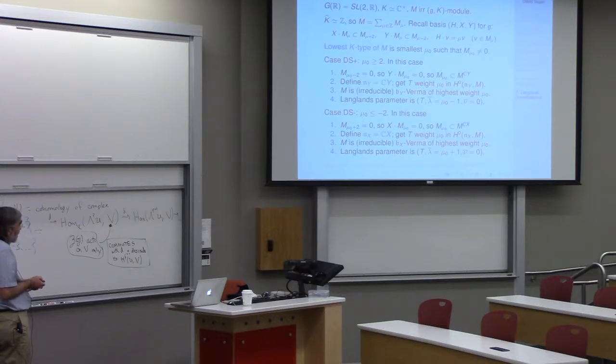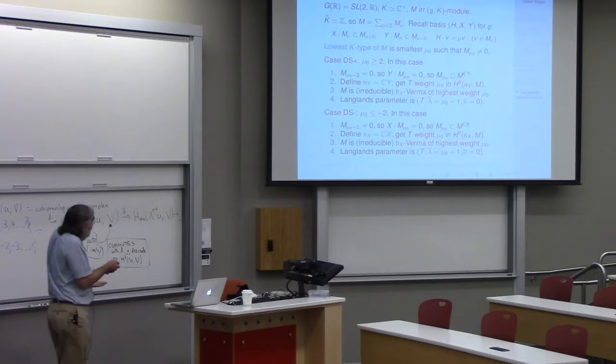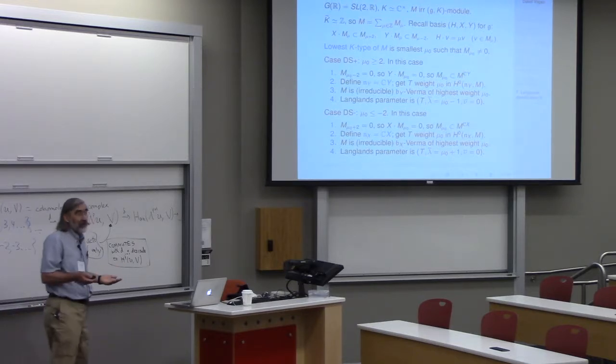So from these two cases, we're getting almost all possible Langlands parameters for the compact Cartan. The only one which is left out is zero. And we've also taken care of almost all the lowest k-types.